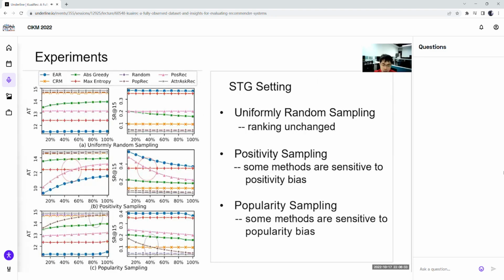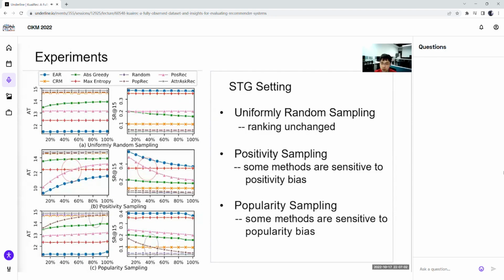So these are the experiment results. Typically, we conduct our experiments under two settings in conversational recommendation. The first is the single target ground truth setting, which means the user will only accept a single ground truth item in each conversation. The left figure shows the performance of 8 CRS models on these partially observed datasets with different exposure ratios and exposure biases.